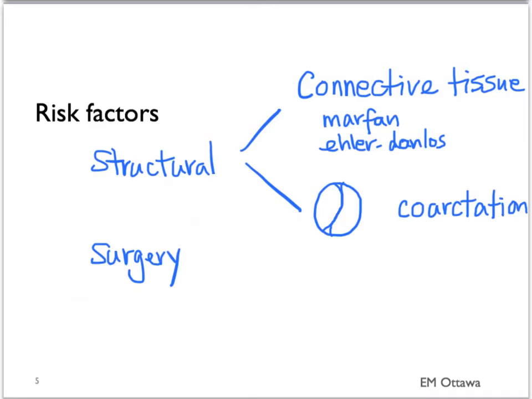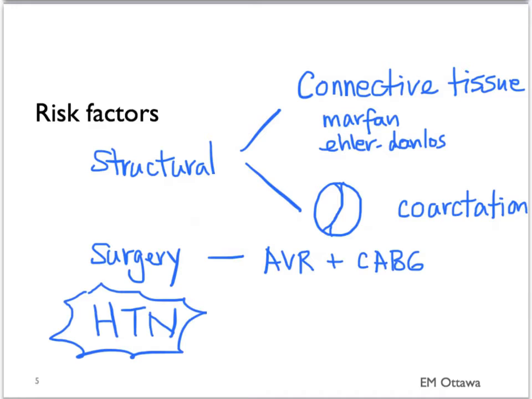Surgery such as aortic valve replacement and bypass surgery increase the risk of aortic dissection. The most important cause, however, is hypertension. This is the number 1 risk factor for aortic dissection.